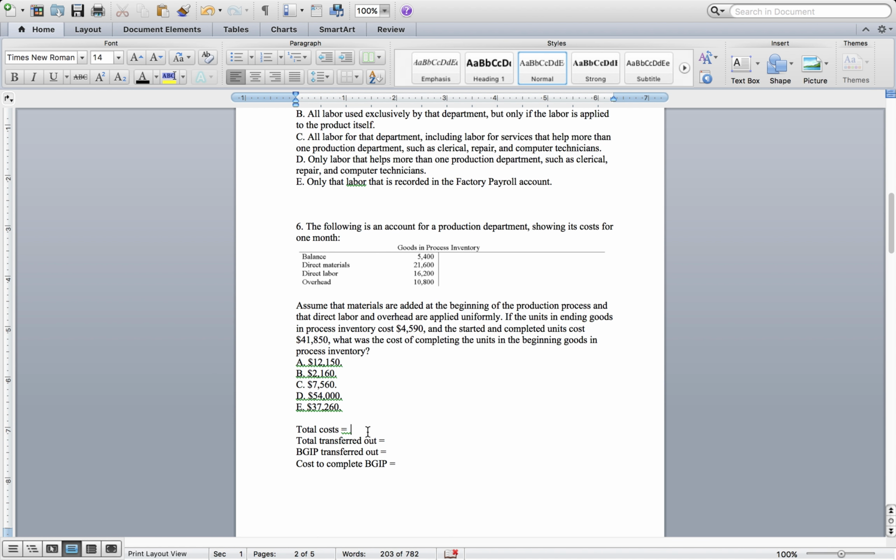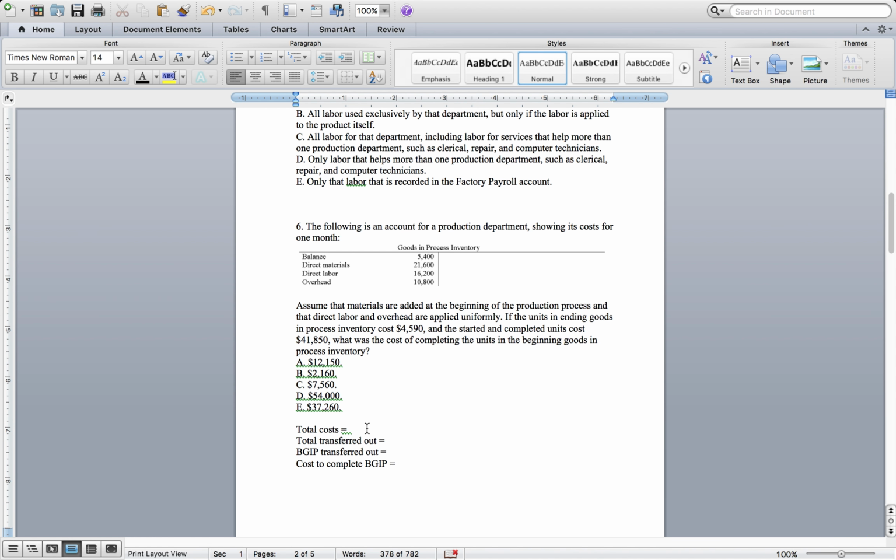Next one now. Number 6 says, follows an account of the production department showing its cost for 1 month. Okay, we got the balance goods in process, materials, labor, overhead. Assume the materials are added at the beginning of the production process, and direct labor and overhead are applied uniformly. The process costs were $4,590. The starting completing units cost $41,050. What was the cost of completing the units at the beginning of goods in process inventory?